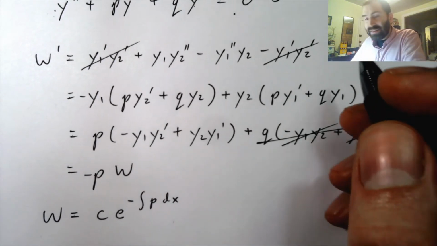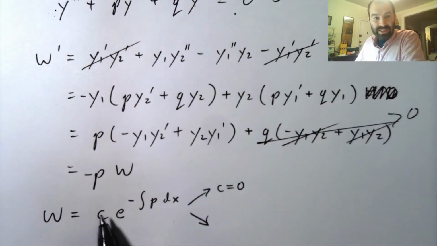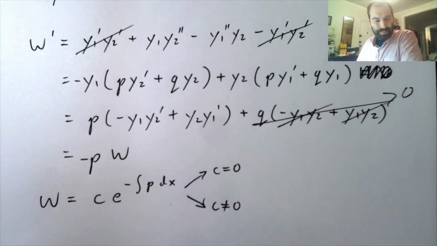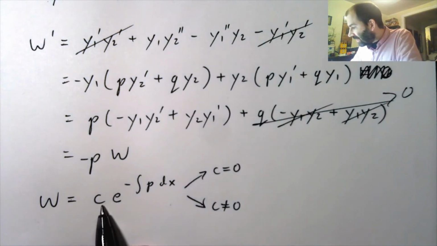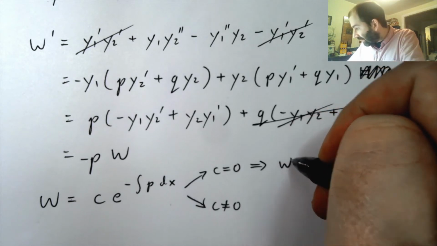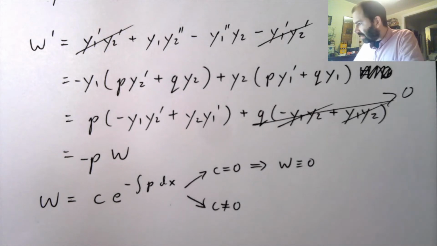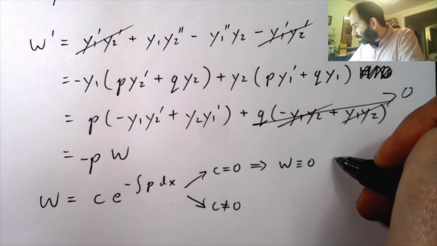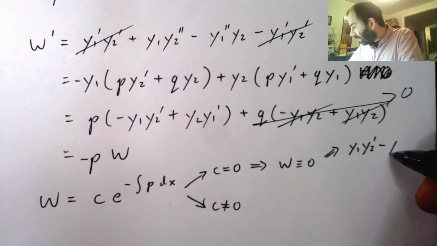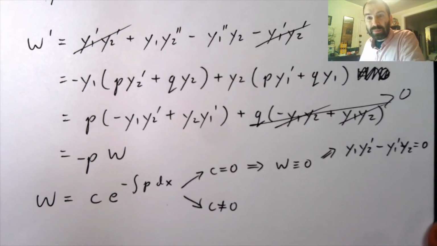Okay, now there are two possibilities. Either c is equal to 0, this constant, or c is not equal to 0, right? Well, if c is equal to 0, that means that the Wronskian is just identically 0. Okay? Well, if the Wronskian is identically 0, that means that y1 y2 prime minus y1 prime y2 is equal to 0.